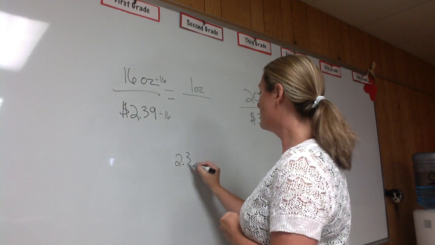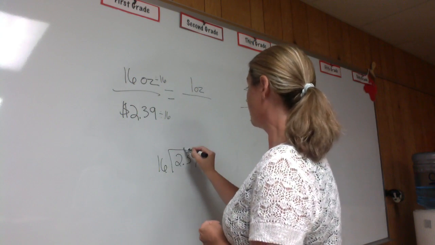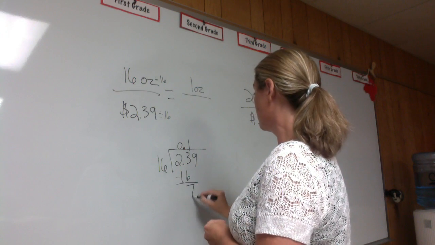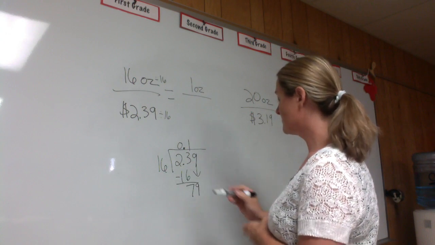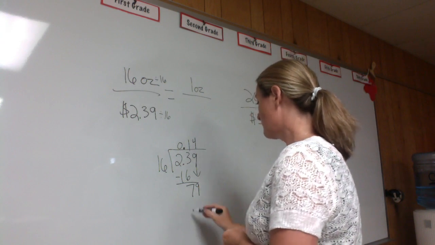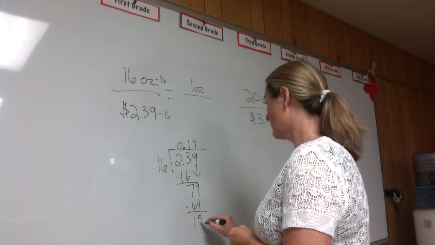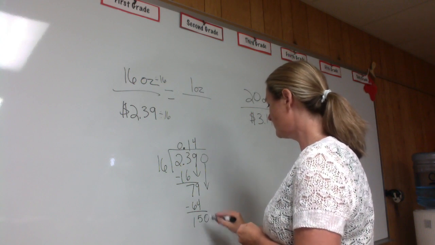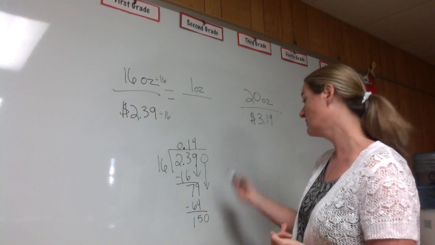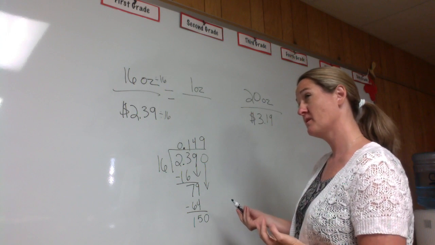Now I hope you're pretty good at dividing decimals because you're going to need that a lot in this lesson. 16 goes into 23 one time. 16 goes into 79. I know 16 times 5 is 80, so it's going to be 4. 4 times 16 is 64. Annex a 0 and bring it down. 16 goes into 150. I know 16 times 10 is 160, so it's going to be 9 times. And that would be 160 minus 16, 144.